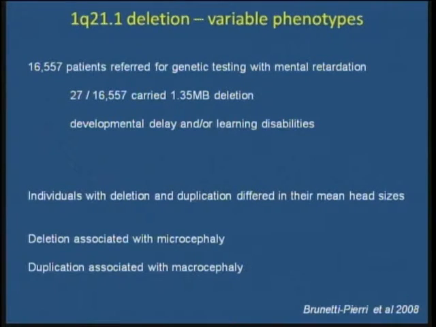In this study, they also saw a high frequency of the reciprocal duplication. So instead of just one copy, they had 3 copies of 1q21.1. And they were able to show that the deletion was associated with microcephaly, and the reciprocal duplication was associated with macrocephaly.